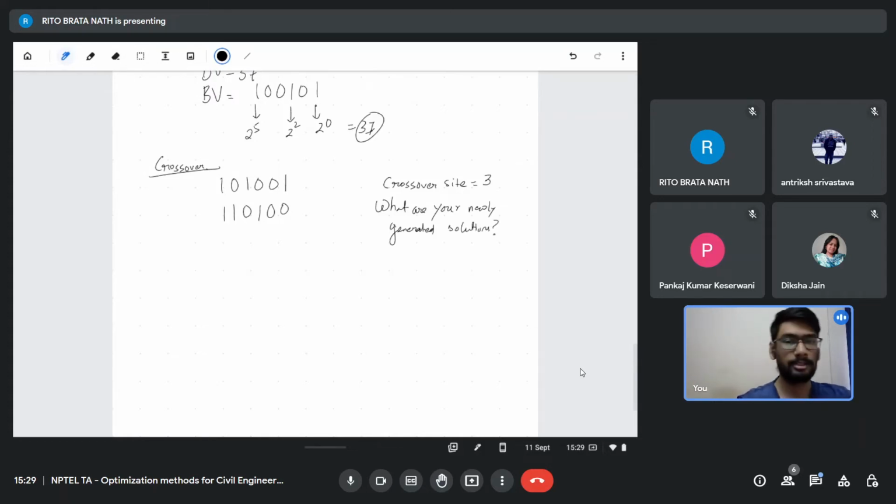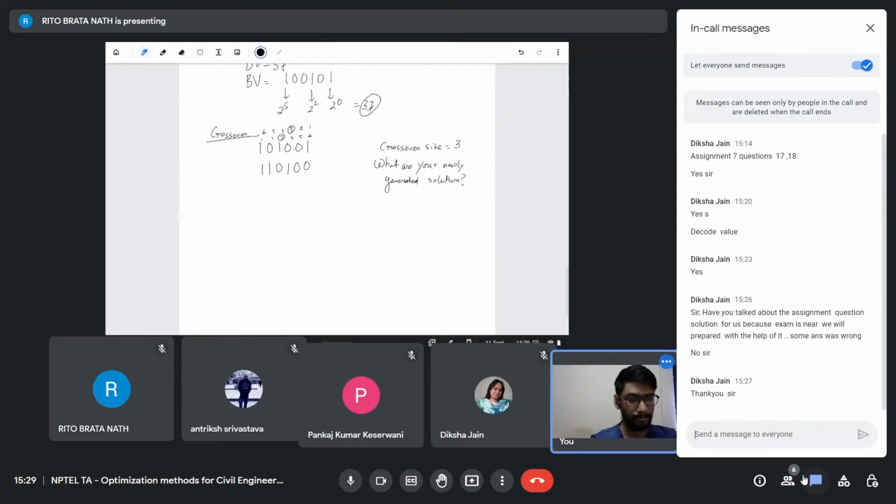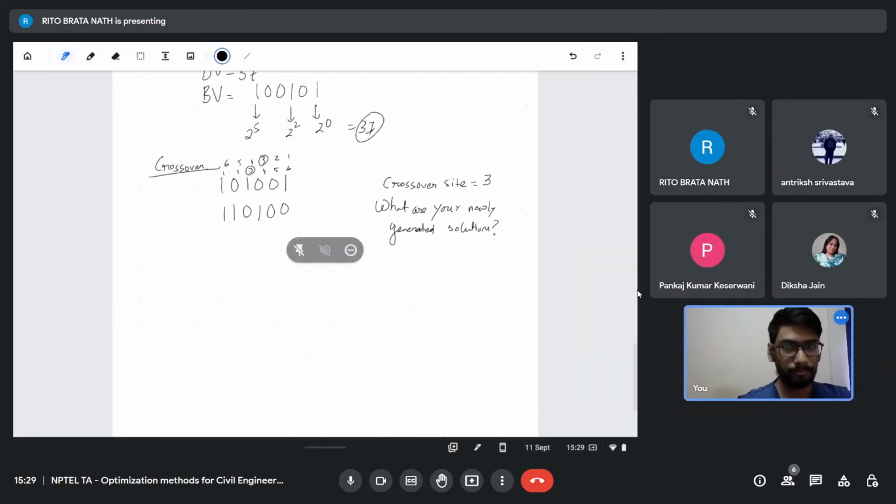So let me ask you this question. When I say the crossover site, I can name it from here, 1, 2, 3, 4, 5, 6, or I can name it from this side as well, 1, 2, 3, 4, 5, 6. So which one to pick, this one or this one? Do we count it from right or do we count it from left? Is that clear? Like I'm telling you, will this be a crossover site for this problem?